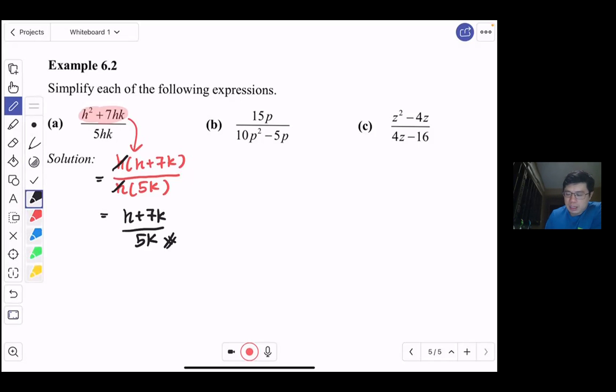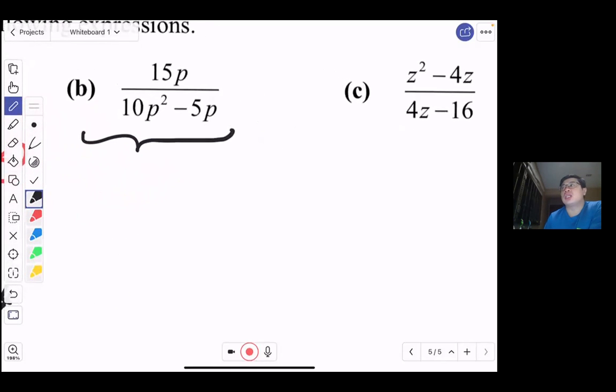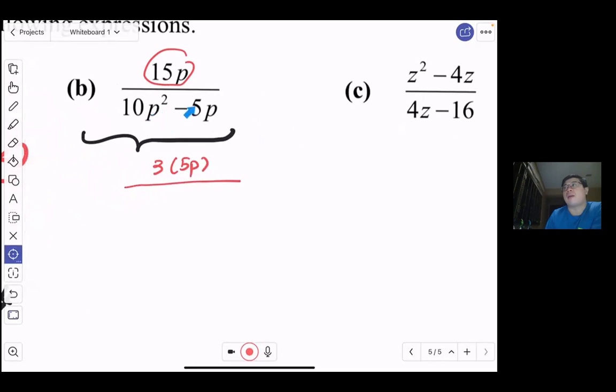Okay, let's go to part B. If I look at part B, similarly, I'm going to try to factorize the top and bottom so that I can look for common factors to cancel out. So 15p can be written as 3 times 5p. The reason why I do this is because I knew what was going to come at the end. When I look at my numerator, between the left and the right term, the highest common factor will be 5 and also p. So when I factorize this, I see a 5p.